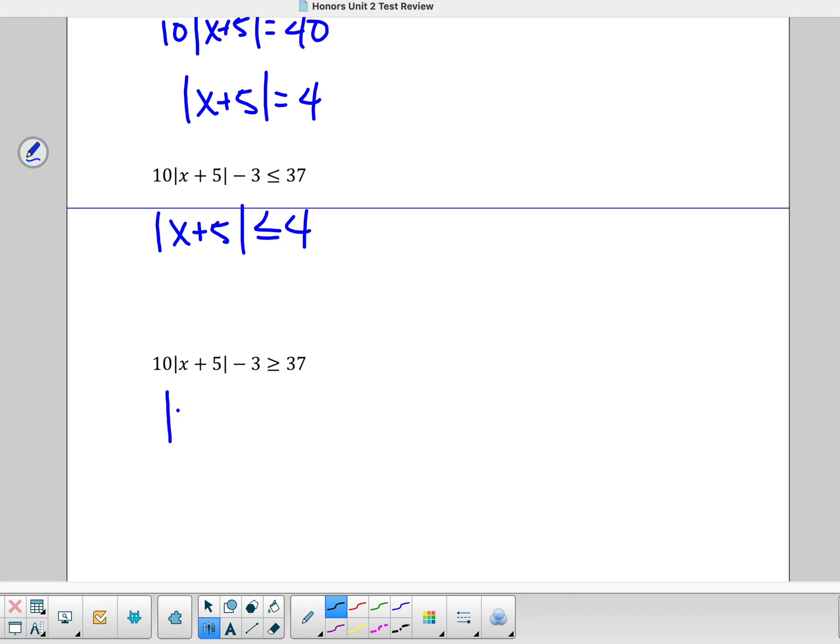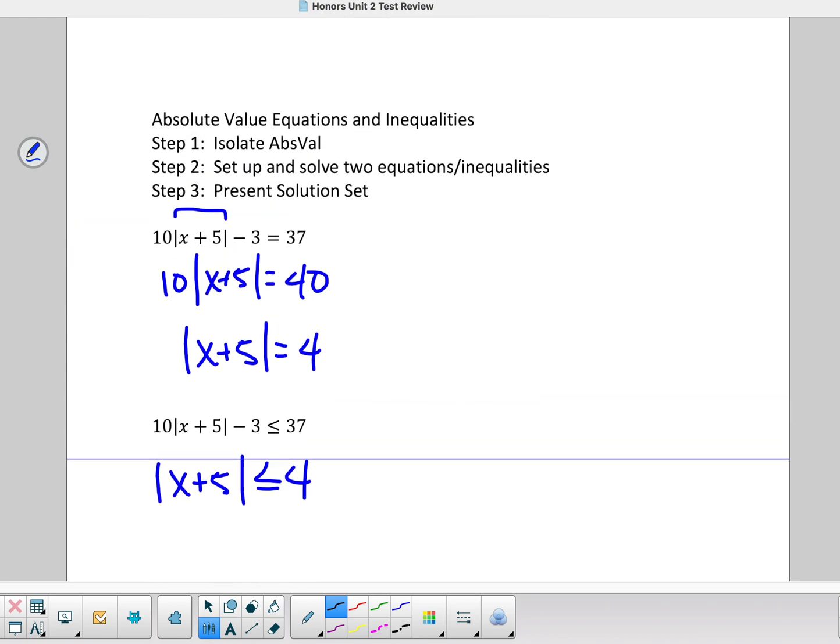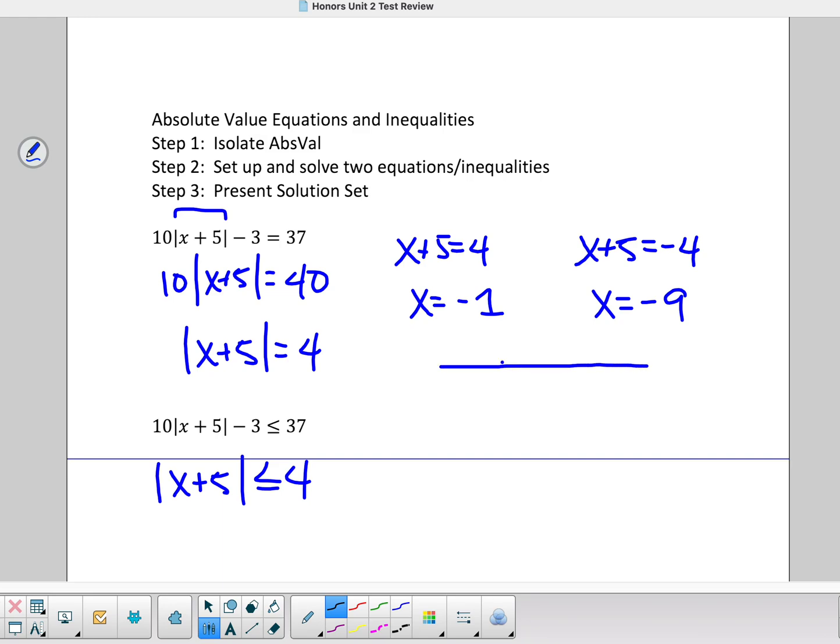And then here I'm going to have |x + 5| greater than or equal to 4. So I'm going to go back up to the top and find my two boundary points. I'm going to set x + 5 equal to positive 4 and then x + 5 equal to negative 4. So my first boundary point is negative 1, my second boundary point is negative 9. For the equation, my solution just looks like two plotted points, negative 9 and negative 1.